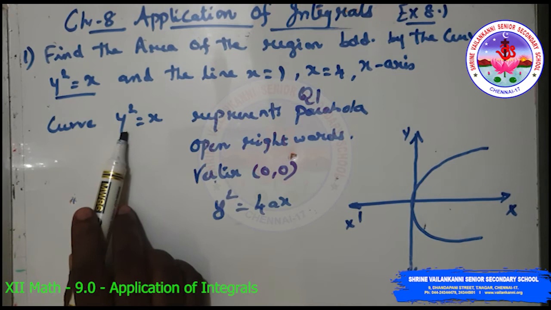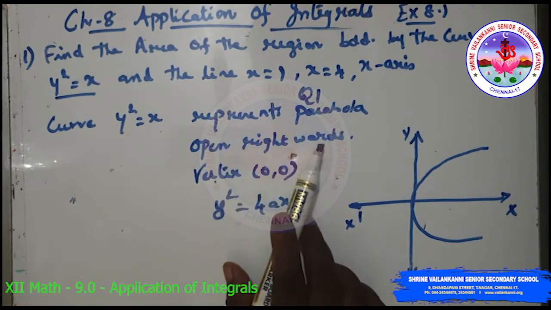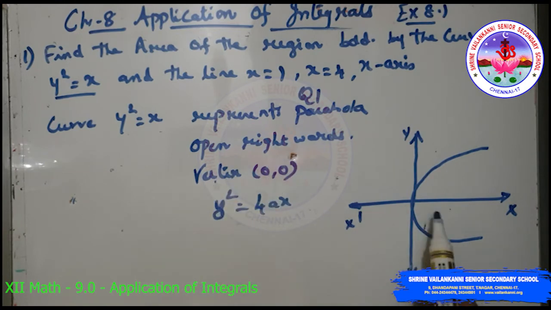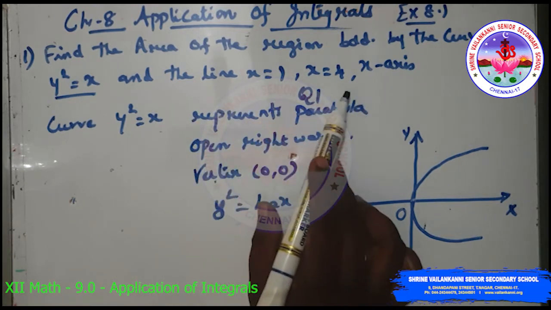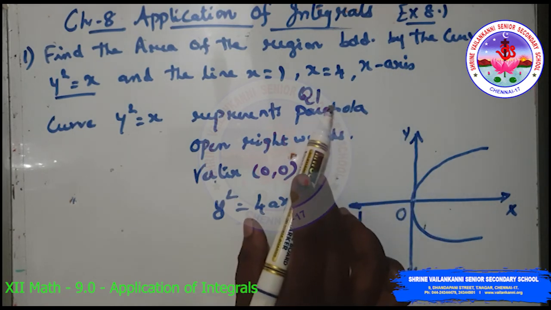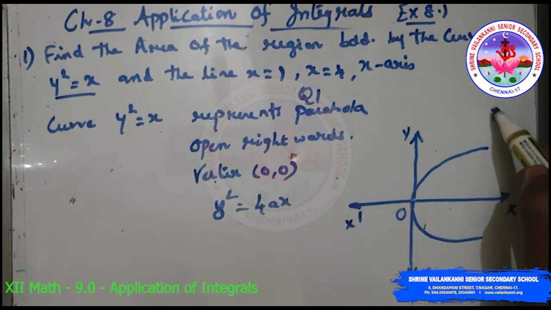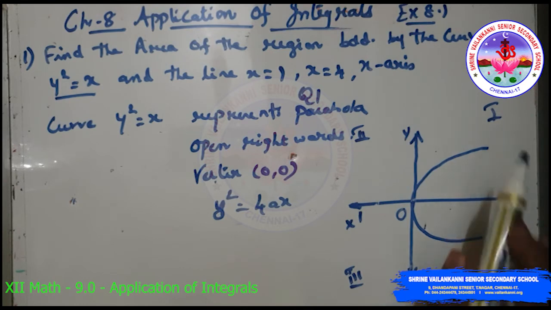Here the curve given as y square equal to x, which represents parabola, open rightwards, and the vertex is 0, 0. And the line x equal to 1 and x equal to 4, which is in the x-axis in the first quadrant. So here this is the first quadrant and this is second, third, fourth. We have to find the area of the region bounded by the curve in x-axis in the first quadrant.